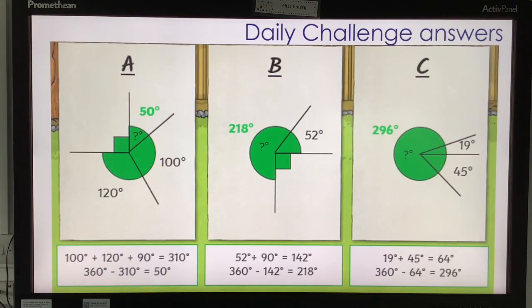If you add 120, 100 and 90 together, you get 310. If you then remove that from your full turn of 360, you get 50 degrees. With the next one, again, it's not been marked on there as 90 degrees, but you know it's a right angle, so you know it's 90 degrees, which means the missing angle is 218 degrees. And lastly, you've got 19 degrees, you've got 45 degrees, that must mean the missing angle is 296 degrees. Well done if you got those right.